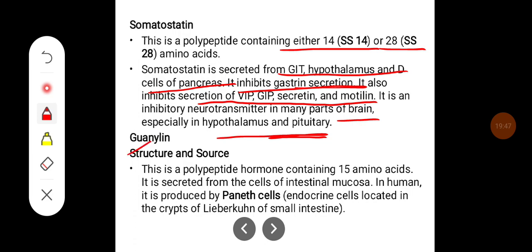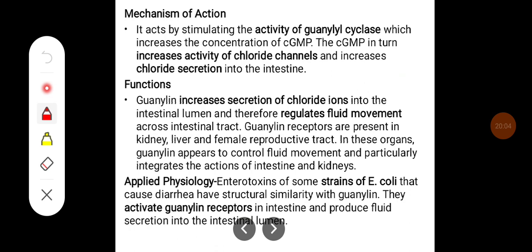Guanylin is a polypeptide hormone containing 15 amino acids. It is secreted from the cells of the intestinal mucosa. In humans, it is produced by Paneth cells, that is, endocrine cells located in the crypts of Lieberkuhn of the small intestine. It acts by stimulating the activity of guanylyl cyclase, which increases the concentration of cyclic GMP. The cyclic GMP in turn increases the activity of chloride channels and increases chloride secretion from the intestine.